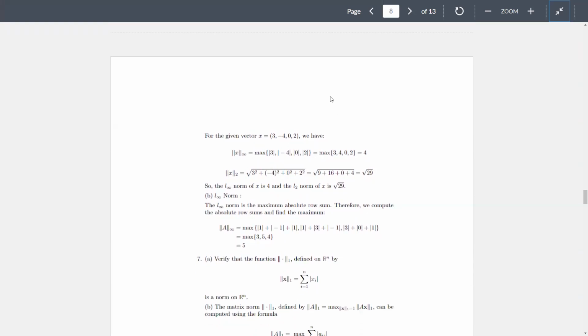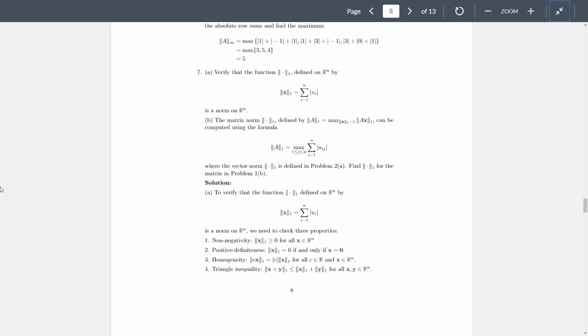I just want to remind you of the knowledge you learned. For the L infinity norm, it's just the maximum absolute row sum. So I take the sum of each row, this is the first row, second row, and then the third row, and then I take the maximum, and that is the A infinity norm. For this one, you can take a look at the solution. I check different properties. Those are the definitions of the vector norm: we require non-negativity, positive definiteness, homogeneity, and the triangle inequality. Then we check these properties one by one.